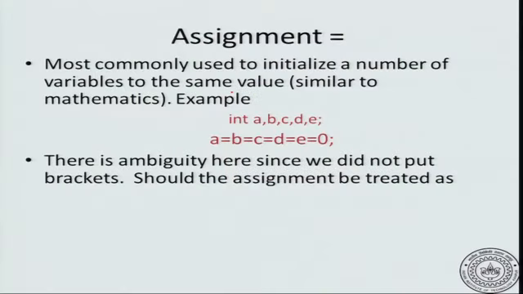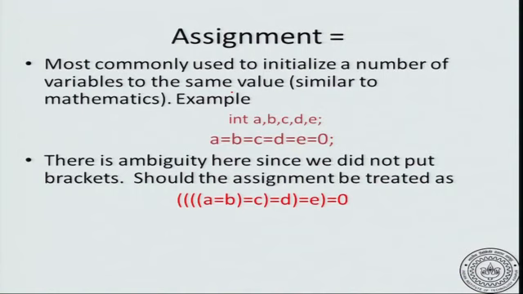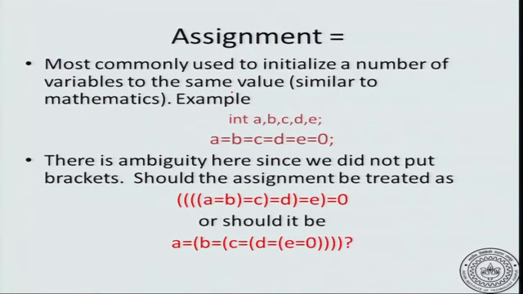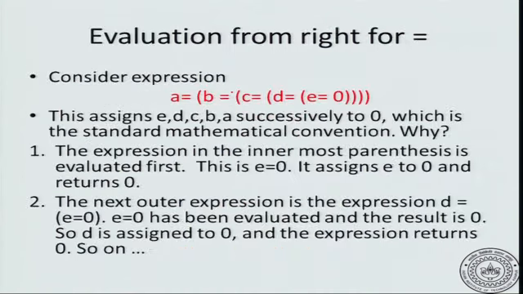Here there is some ambiguity, because we do not know which order to evaluate this. Should we evaluate from left to right? Should we evaluate from right to left? Does it matter? Should the assignment be treated as the following, where a equal to b is done first, then equal to c, then equal to d, and so on, or should it be the opposite way, right to left, where e equal to 0 is first done, then d equal to that, then c equal to that, and so on until a?